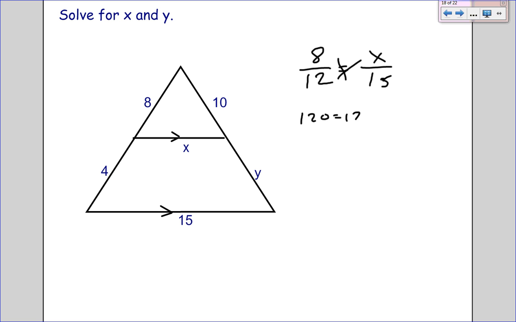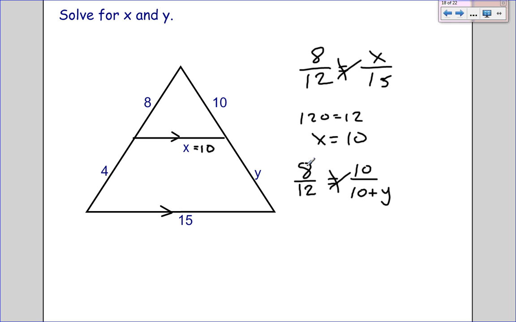120 equals 12x, so x equals 10. All right, that wasn't too bad. Now let's do y. We could also start with 8 over 12 equals 10 over, because 8 over the whole side 12, and what's this whole side going to be here? Well, it's going to be 10 plus y.